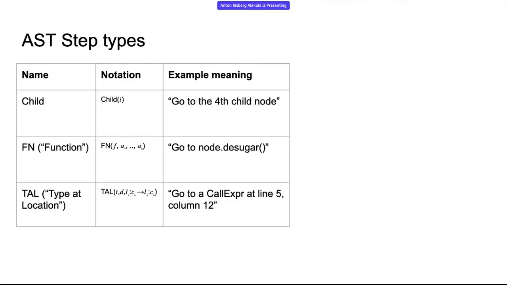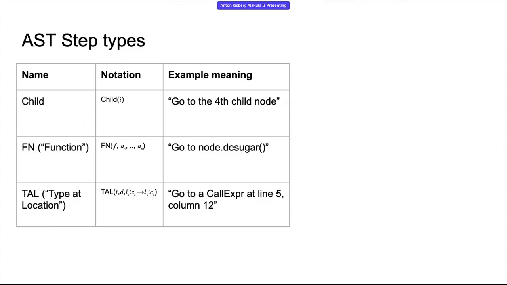So we came up with 3 step types: child, function, and tull. Child is just the parent-child relationship I mentioned earlier. It has one parameter, which is the index, and it says something like, go to the 4th child node. Function is just a function invocation, so very general, but it's necessary to access rewritten parts of the tree, or parts of the tree that aren't visible from the beginning.